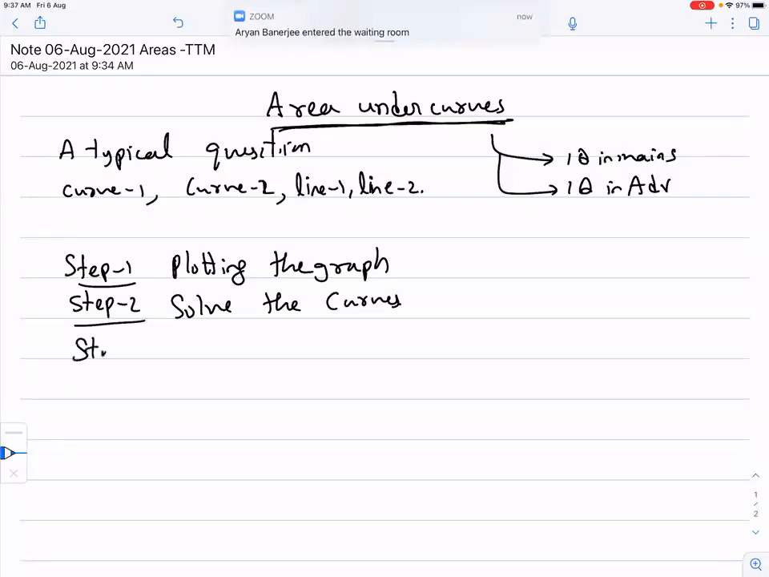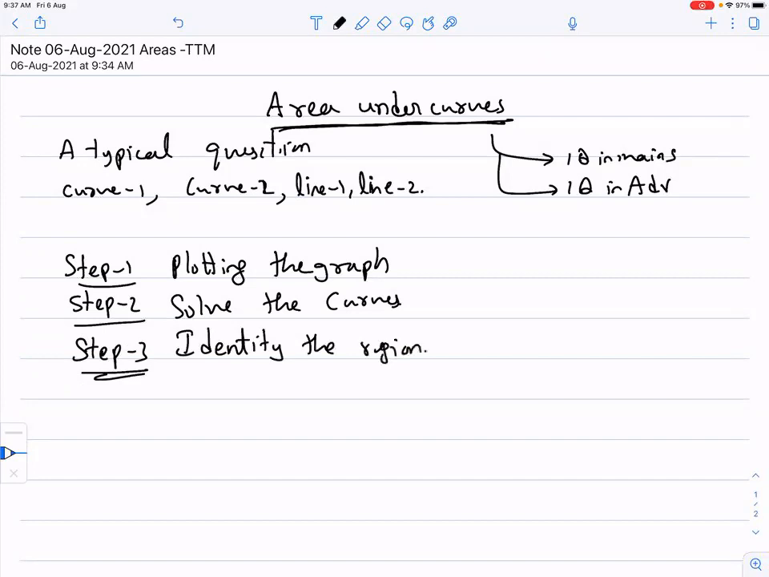Now step 3: we need to identify the right region. The problem is, they don't tell us which region we have to plot. They just say, area enclosed between these four equations. It's our job to identify which is the region, enclosed by four curves, or three curves and one line, or two curves and two lines. Identify the right region.